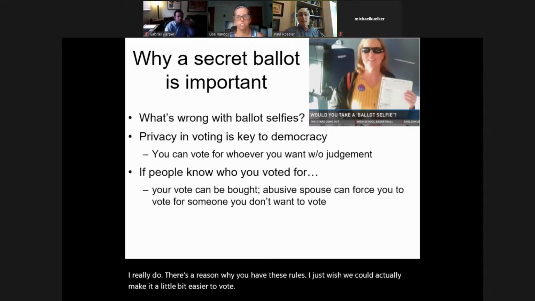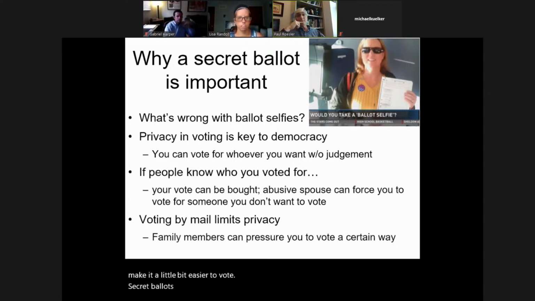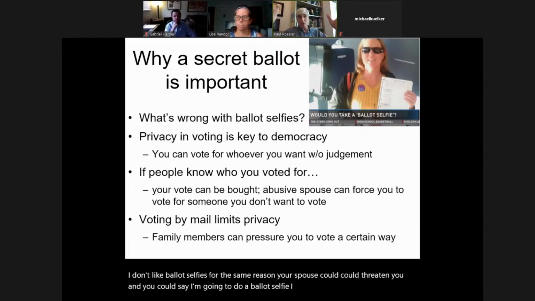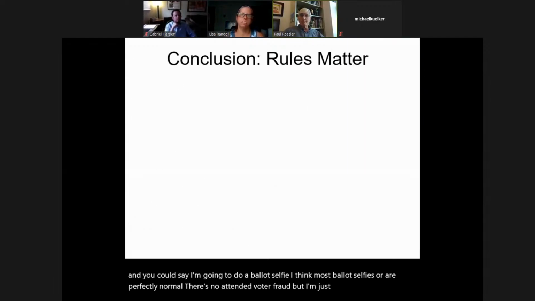Again, secret ballots, I'm a big fan of that. I don't like ballot selfies for the same reason. Your spouse could threaten you and you could say, I'm going to do a ballot selfie. I think most ballot selfies are perfectly normal. There's no attendant voter fraud, but I'm just really concerned about that.